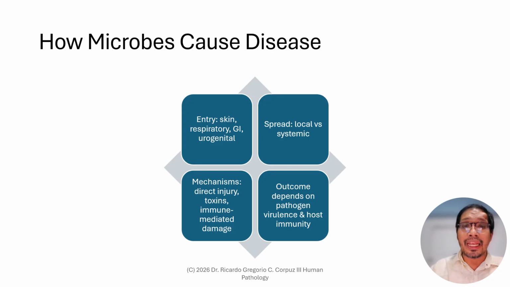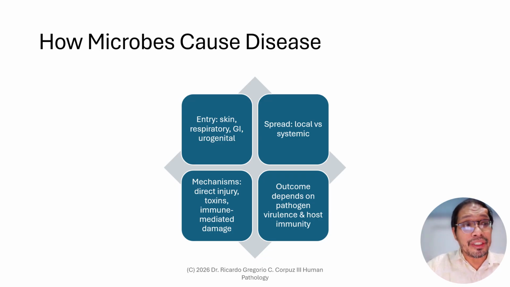The spread: localized versus systemic infection. After entry, microbes may remain localized or disseminate systemically. Local spread is confined to the entry site, like cellulitis or a localized abscess. Systemic spread occurs via lymphatics, bloodstream, or nerves: sepsis, viremia, neurotropic viruses. The ability to spread depends on microbial factors, motility, enzymes, immune evasion, and host barriers.